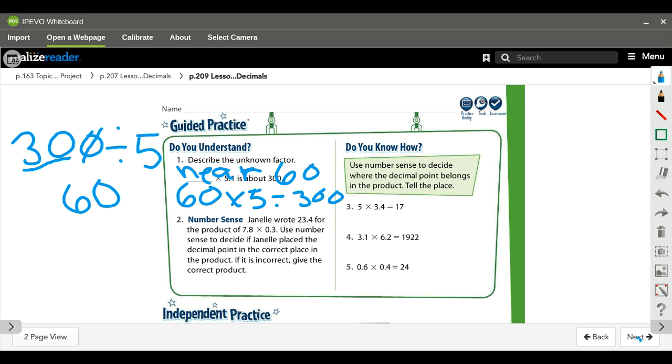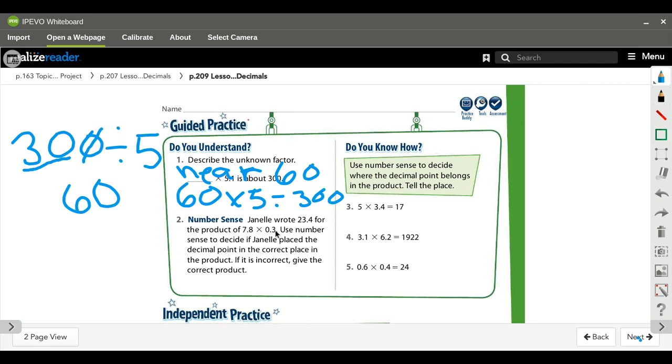Okay. Number 2. Janelle wrote 23 and 4/10 for the product of 7 and 8/10 multiplied by 3/10. Use number sense to decide if Janelle placed the decimal point in the correct place in the product. If incorrect, then give the correct product. So again, taking a look at what I have before I do any multiplication, I'm just using estimation. I have a factor greater than 1 and I have a factor less than 1.